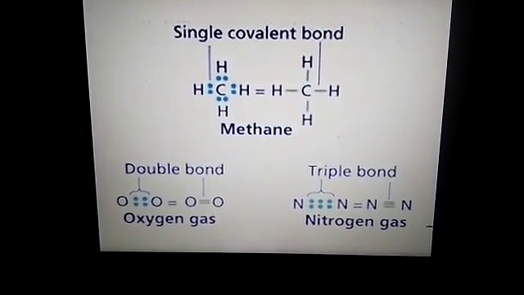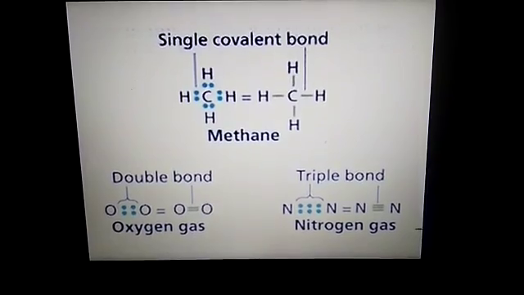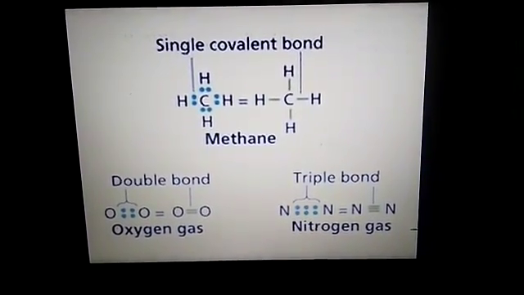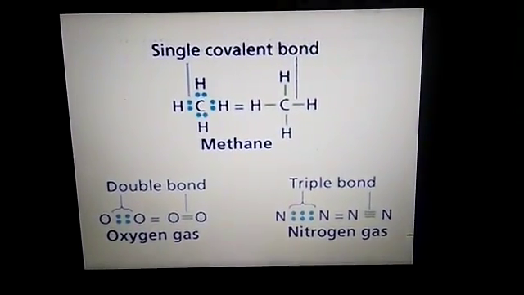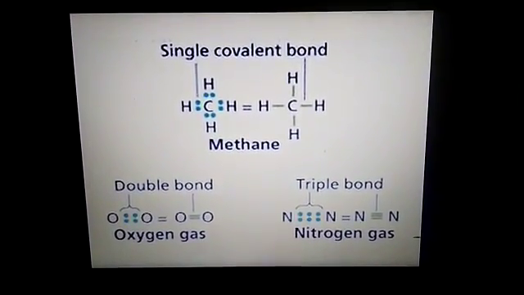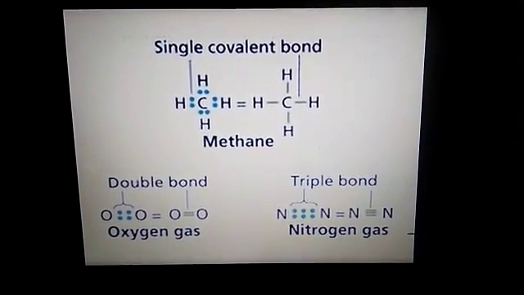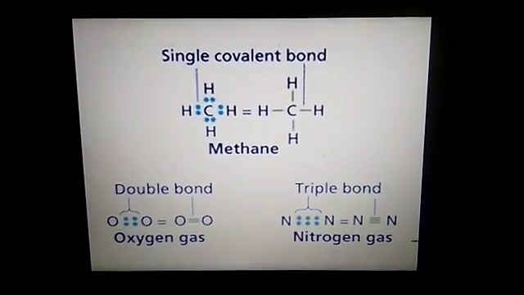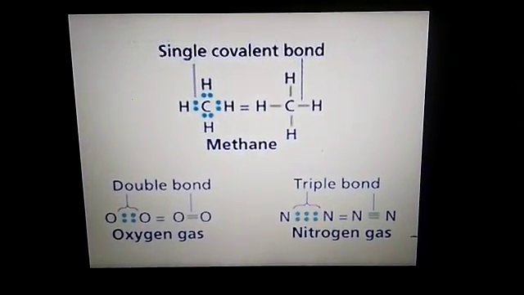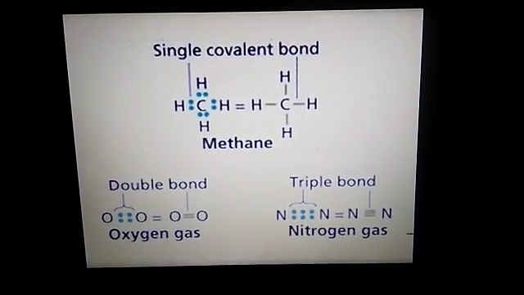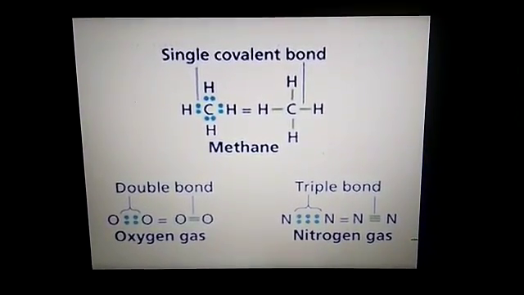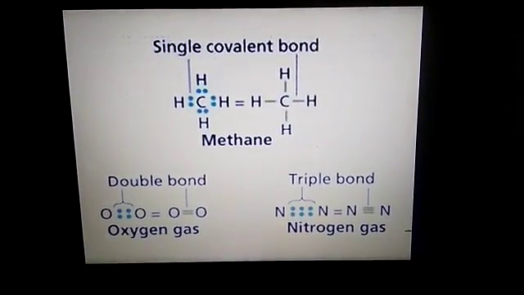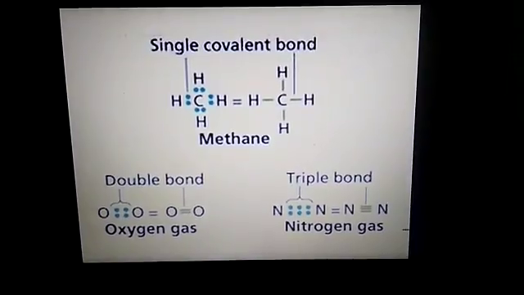This is a single covalent bond with methane, when hydrogen combines with carbon. Oxygen gas has a double bond, and nitrogen gas has a triple bond. Oxygen and nitrogen are non-polar covalent because of the equal distribution of the shared pair of electrons, but in methane there is no equal sharing of the pair of electrons between the atoms.